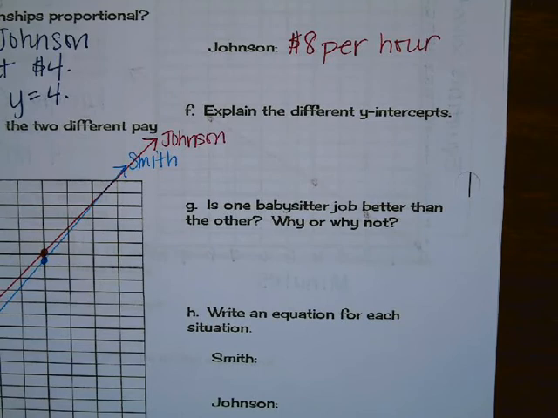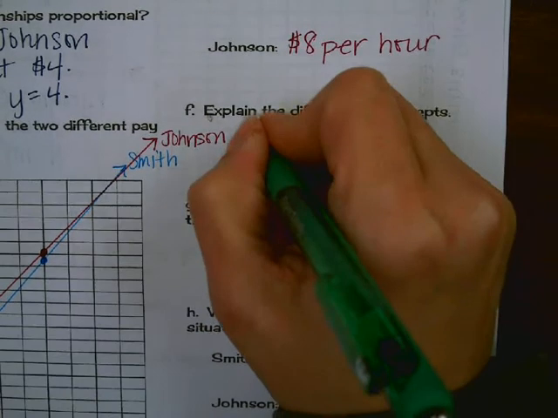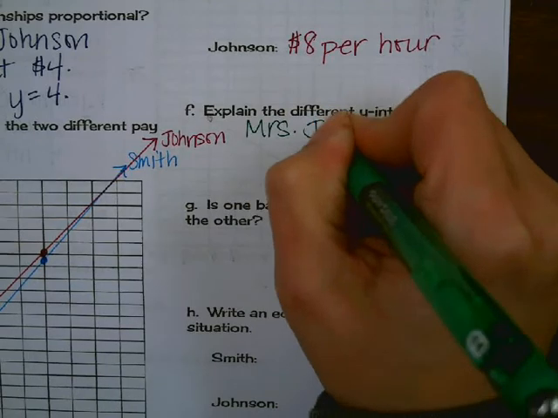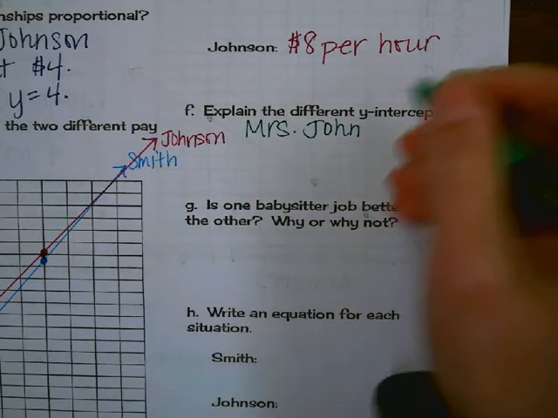Mrs. Zurzo, who's sitting here working diligently, why do you think Mrs. Johnson pays $4 at 0 hours? Just to show up, she pays you $4. Can I order a pizza? So she's given her some extra money to possibly order some pizza. Maybe she's just thrilled that she's coming to babysit for her.